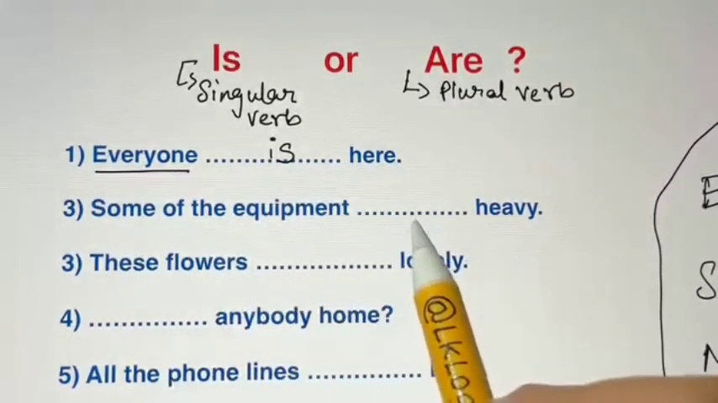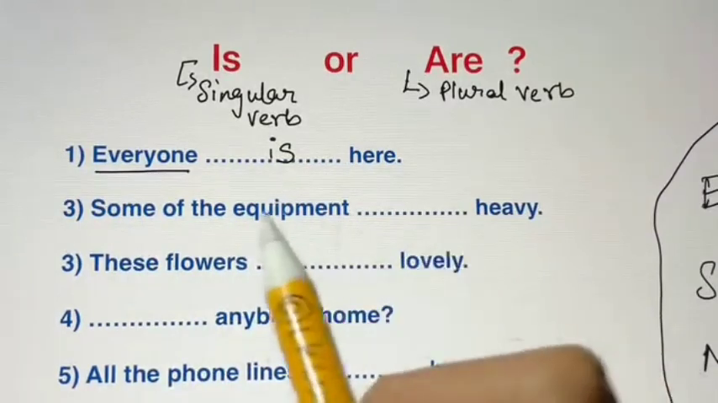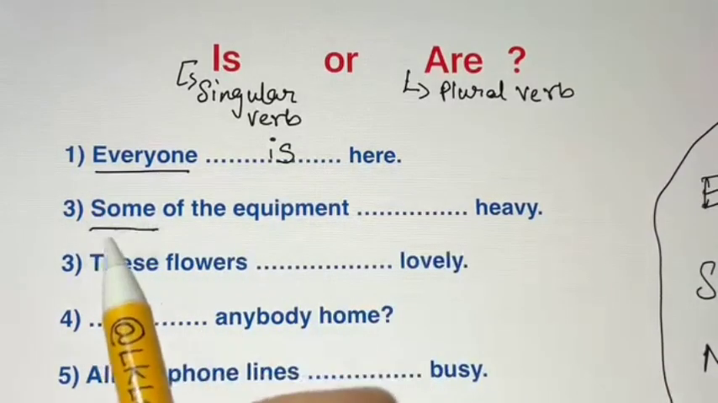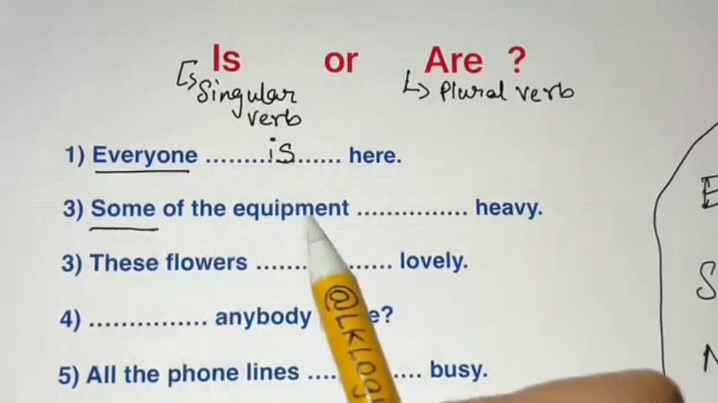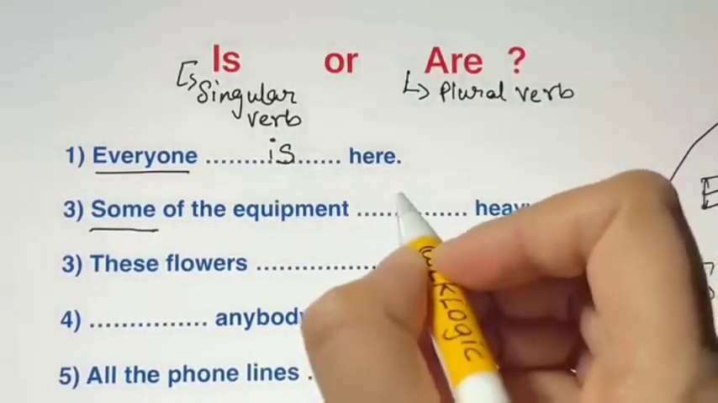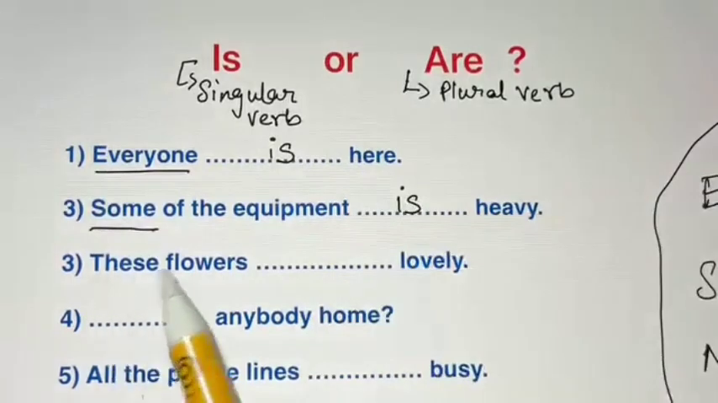Some of the equipment blank heavy. Some of the equipment is taken as a singular subject. So we are going to write is. Some of the equipment is heavy.